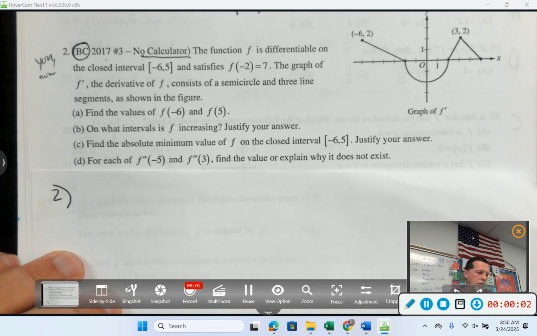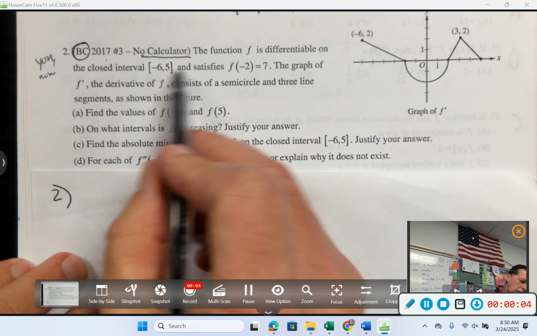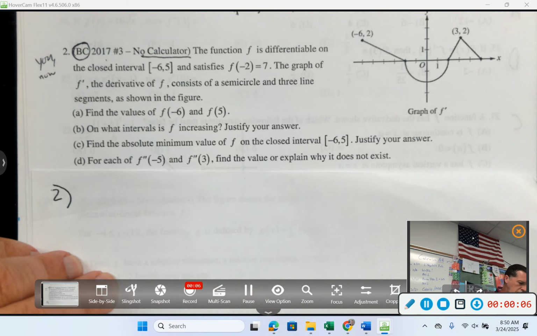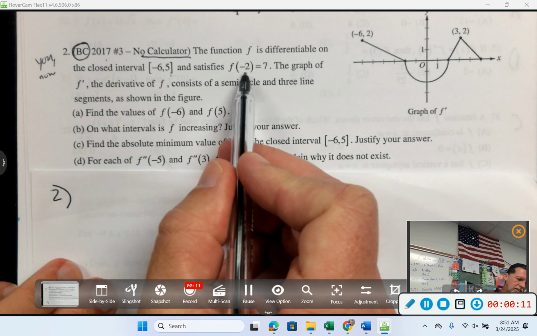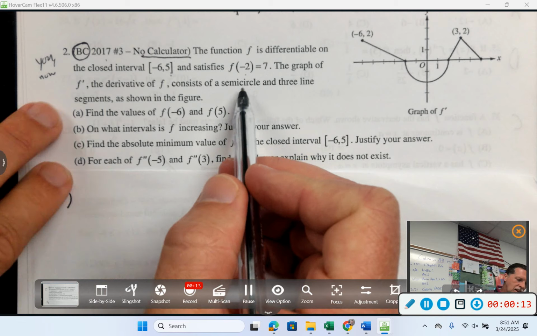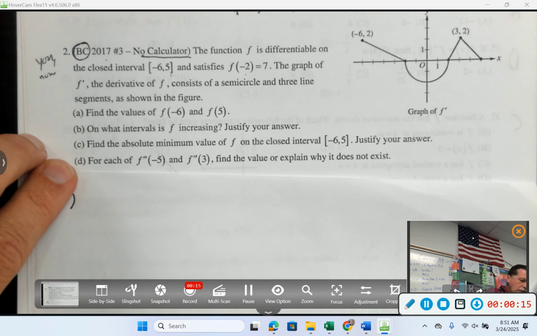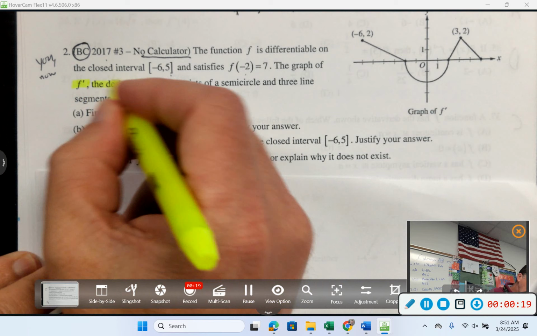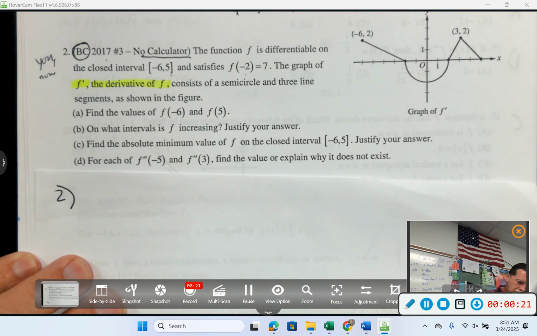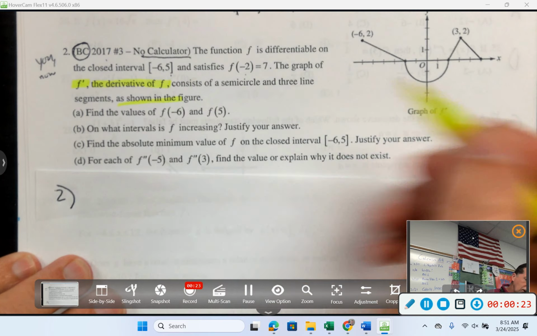Okay, looking at number 2. Function f is differentiable on the closed interval -6 to 5. Satisfies f of -2 equals 7. The graph of f prime, the derivative of f, consists of a semicircle and 3 line segments as shown in the figure.